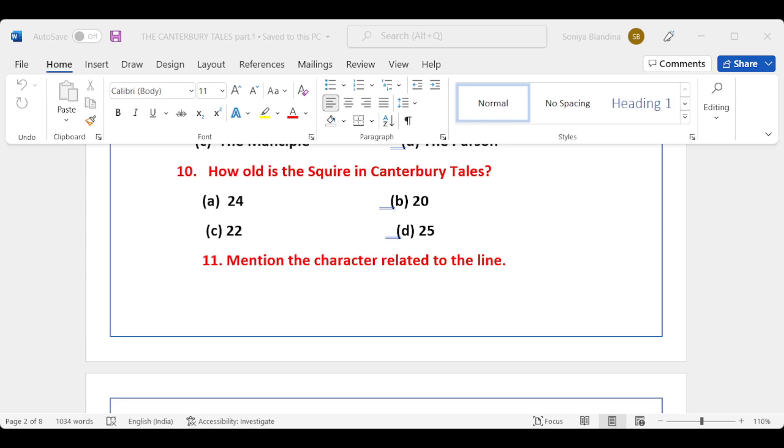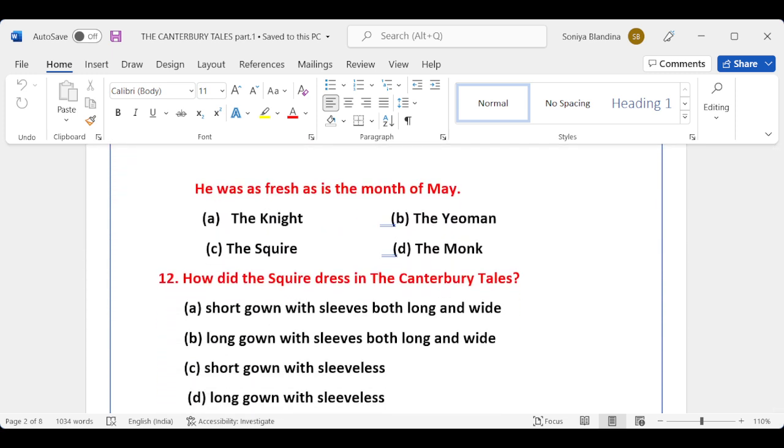Okay. 11th question. Mention the character related to the line. So, the line is, he was as fresh as is the month of May. So, who is he? Is it option A, the knight? Option B, the yeoman? Option C, the squire? Or option D, the monk? Who is as fresh as is the month of May? Yes, it is absolutely option C, the squire, because he was very young, right? He was only 20.